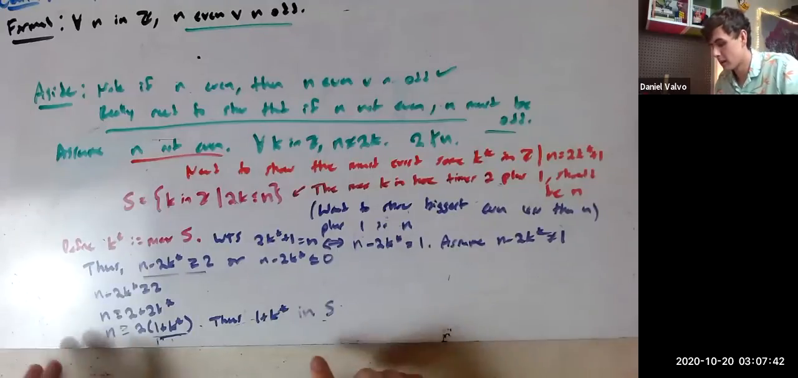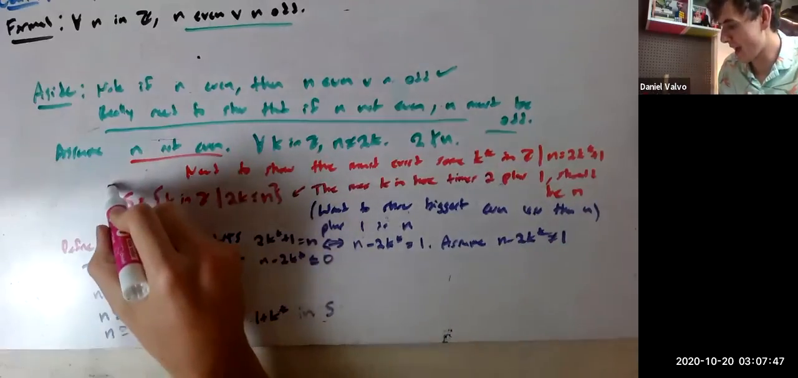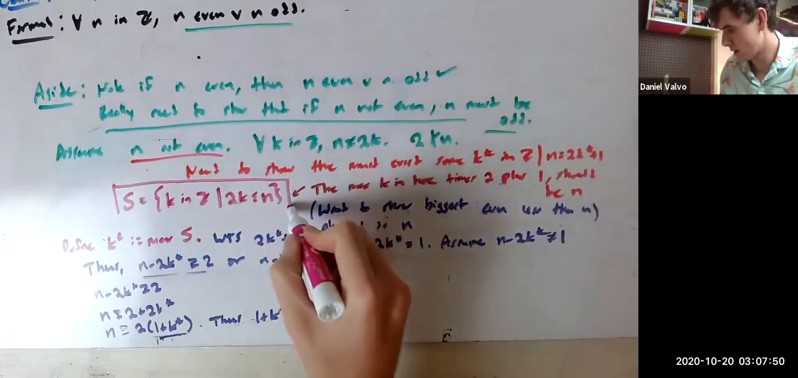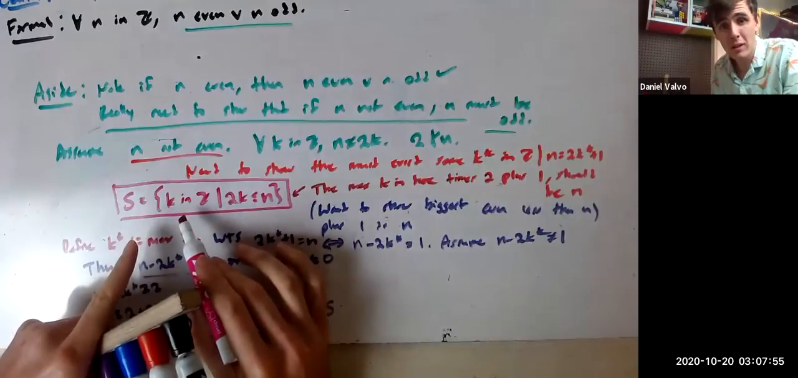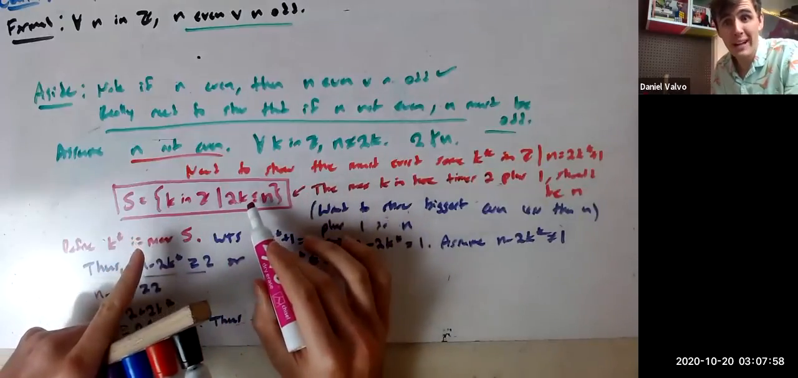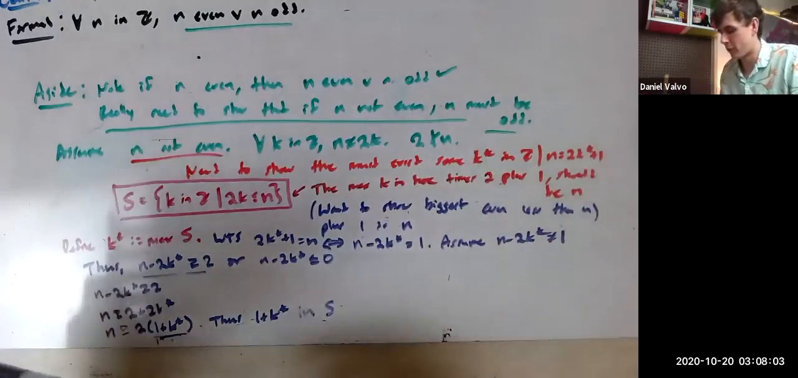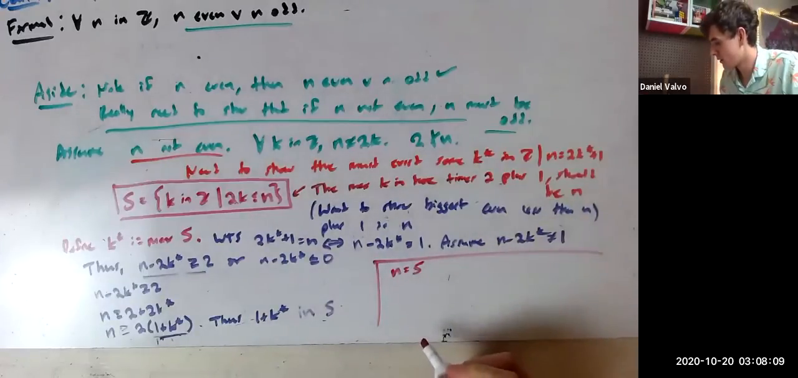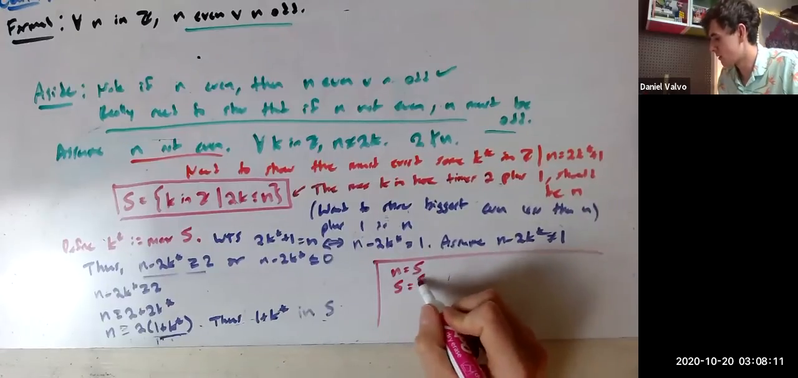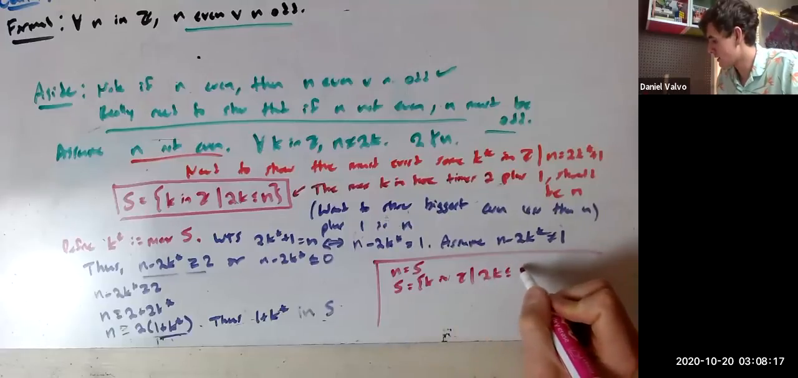But so S is the set of all integers that you can multiply by 2 and be less than or equal to n. So for example, let's make it real for a second. If n equals 5, then S is the set of k in Z such that 2k is less than or equal to n, which is 5.